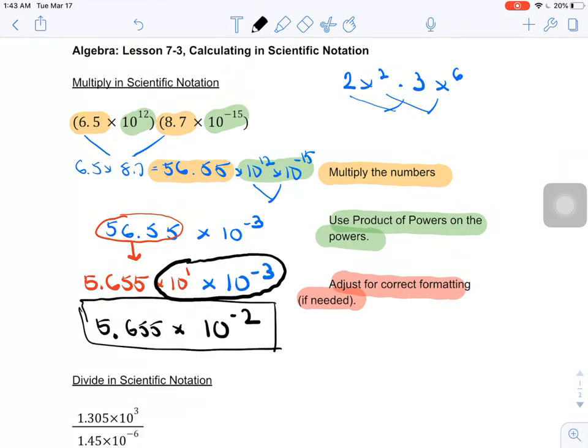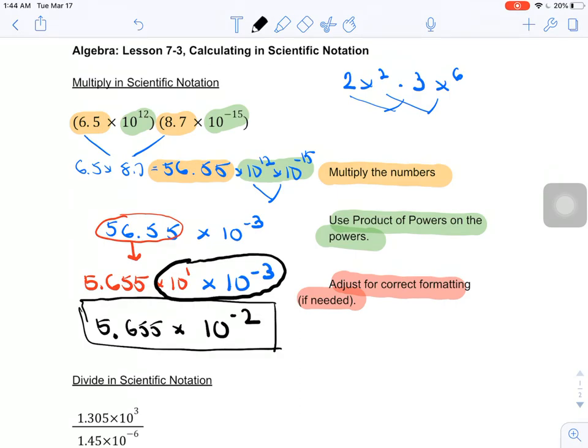5.655 times 10 to the power of -2. And notice that the entire time we were working, we kept things in scientific notation. So if you're working with very, very large or very, very small numbers, this gives you a way to multiply those numbers without taking them out of notation and having to mess with all of those zeros.